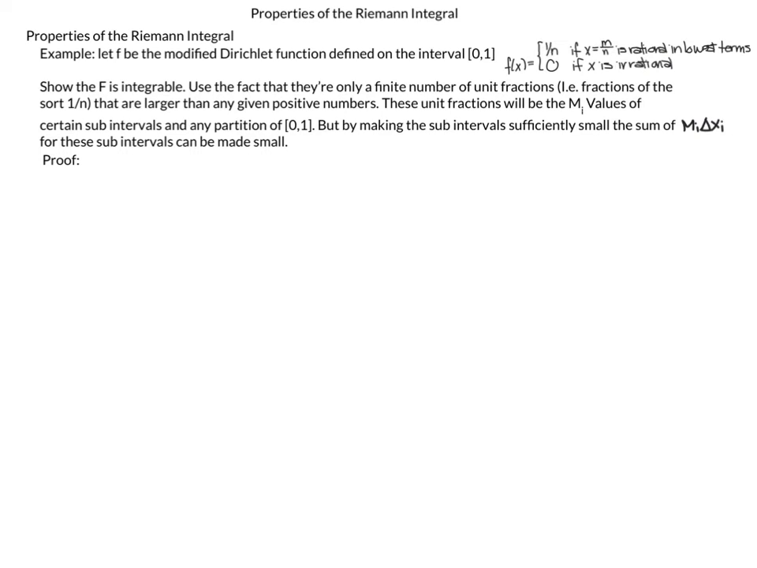We're going to use the fact that there are only a finite number of unit fractions, i.e. fractions of the sort 1 over n, that are larger than any given positive number. And I'll show you an example of that. These unit fractions will be the capital M sub i values for certain subintervals in any partition of 0, 1, where we are considering our function f. But by making the subintervals sufficiently small, this sum here, capital M sub i delta x sub i, which is the upper sum, for these subintervals can also be made arbitrarily small.